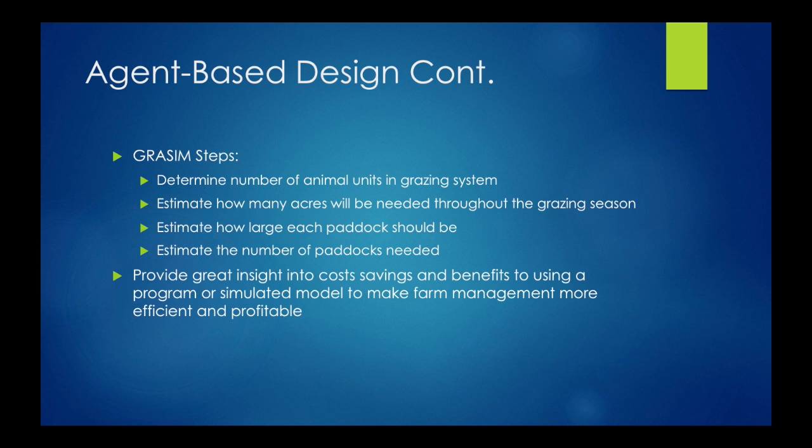So, the steps of this type of model. First, you have to determine the number of animal units in the grazing system. You then have to estimate how many acres will be needed throughout the grazing season. You then estimate how large each paddock should be, and finally you must estimate the number of paddocks needed. This should provide great insight into the cost savings and benefits of using a system like this to make farm management more efficient and profitable.